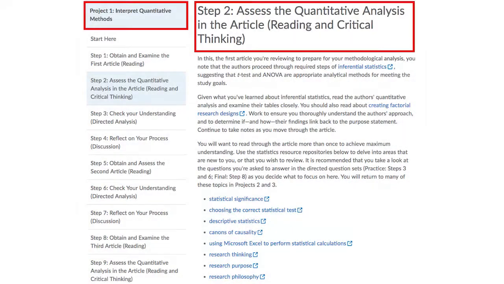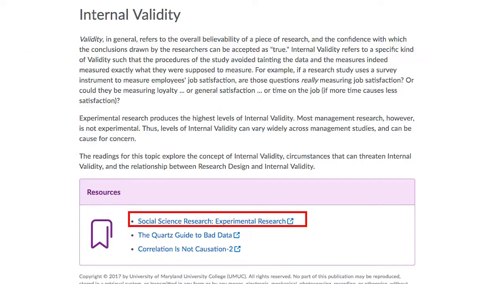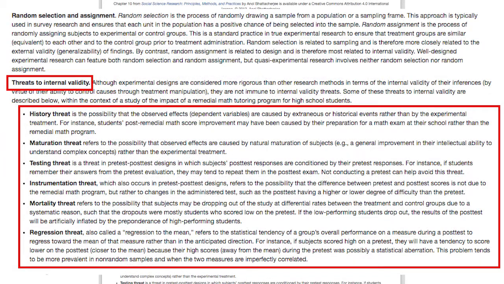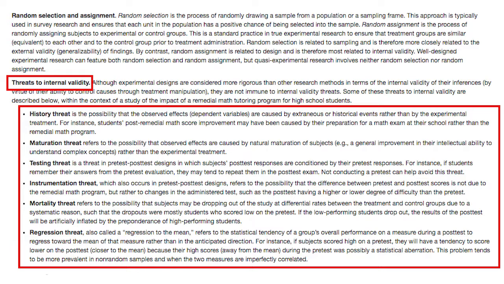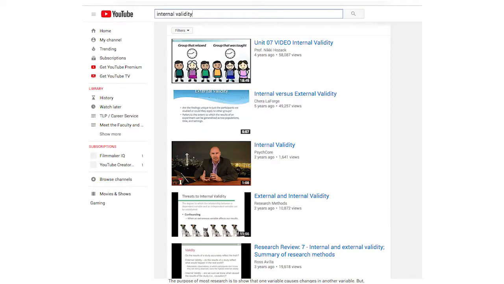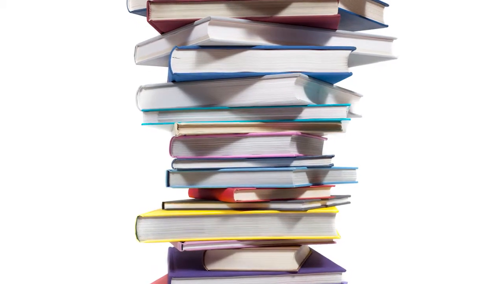For example, Project 1, Step 2 includes a learning topic about internal validity, with the primary learning resource titled Social Science Research, Experimental Research. The learning resource briefly explains 6 threats to internal validity, like history threat and maturation threat. But perhaps you want to know more about the threats to validity and better understand how to identify them. You can start a section in your methods journal titled Internal Validity and spend some time studying that concept in any number of ways, including searching the internet, watching YouTube videos, diving into the UMUC library, or referring to research methods books you may already own.